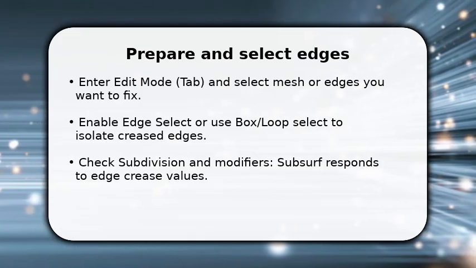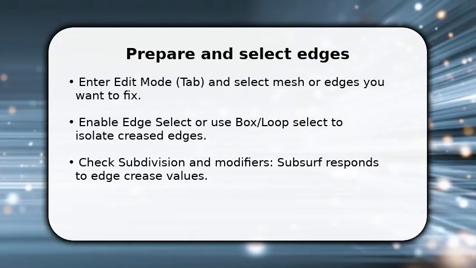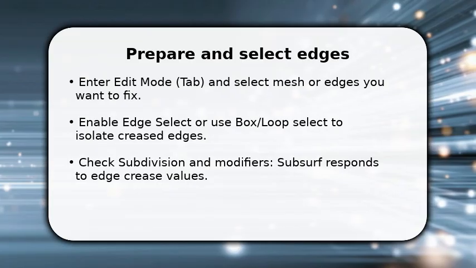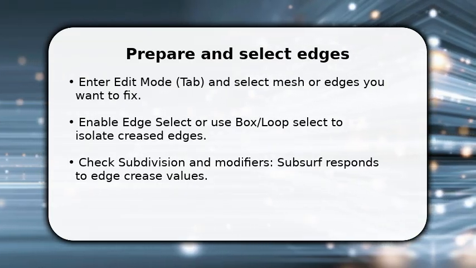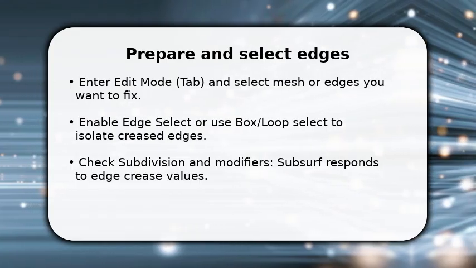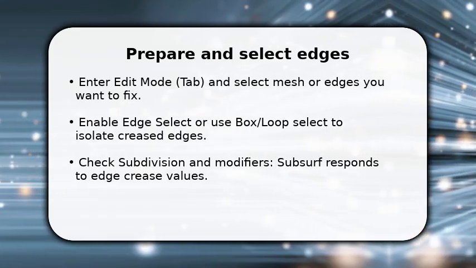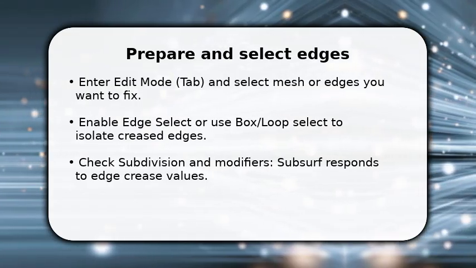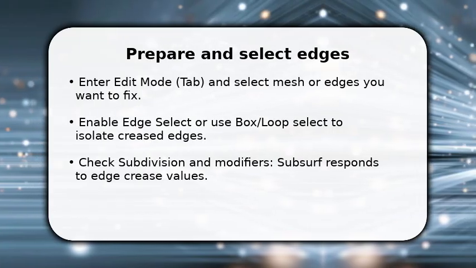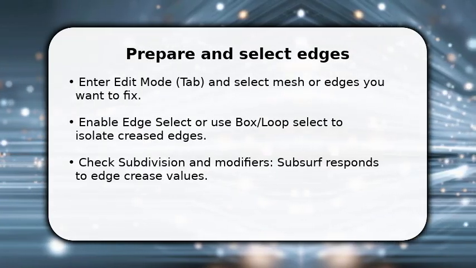Enjoy the video. You start by selecting the exact edges that hold the crease. Enter Edit mode with Tab, switch to Edge Select, and pick the loop or specific edges. Once selected, make sure subdivision surface or bevel modifiers are visible and applied in the stack, because those are what respect crease values. You do this not to guess, but to target the crease where shading or smoothing is affected.